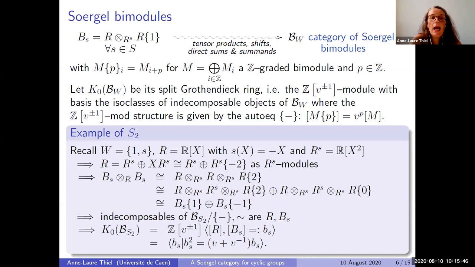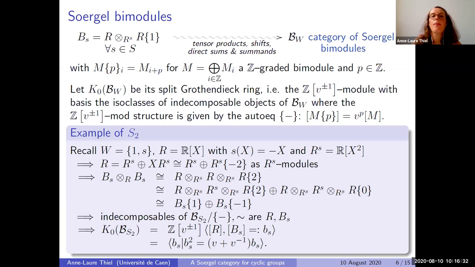So S2, we have a group with two elements. Our ring is just a polynomial ring with one variable and real coefficients. My reflection acts by multiplication by minus one, and my invariants are just the polynomials in x squared. So, since any polynomial can be written uniquely as a polynomial in x squared plus x times another polynomial in x squared, it means R is just Rs plus x times Rs, meaning as an Rs-module it is just two copies of Rs, one being shifted by minus two, because we remember that x has degree two. Okay, very good, we keep that in mind.